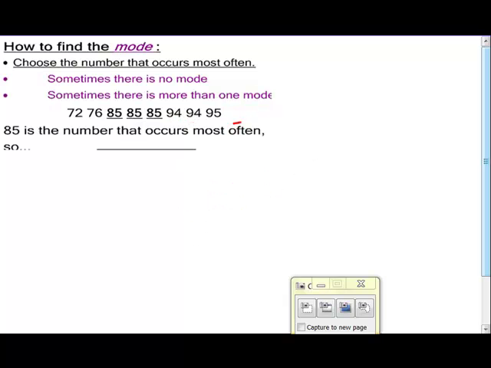So let's take a look at this, and we've got our numbers in order from least to greatest. That helps us to see what numbers occur most often, because if you have just a jumble of numbers, it's really hard to see what you have. So 85 occurs 3 times, this occurs 2 times, this occurs only once, this occurs only once, this occurs only once. So the number that occurs the most is 85. So 85 is the number that occurs most often, so that is the mode.